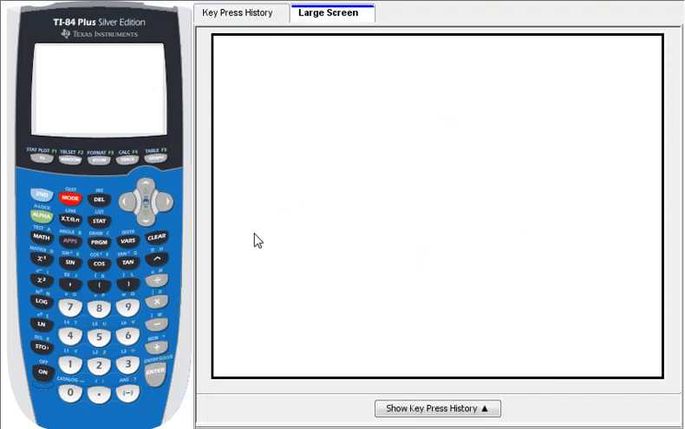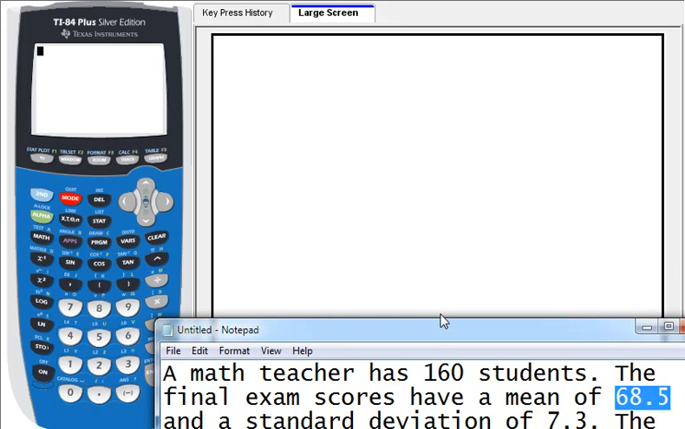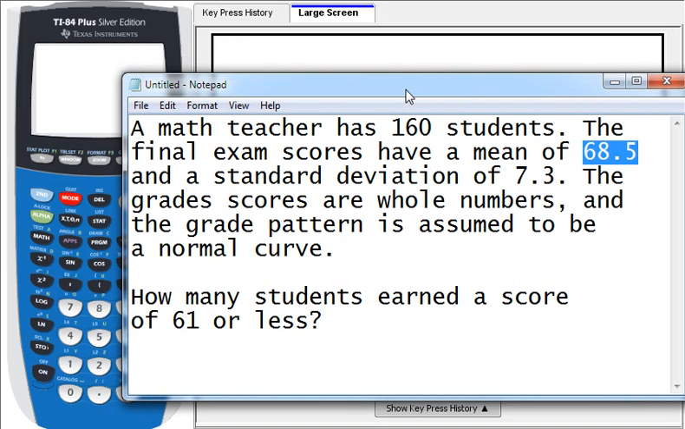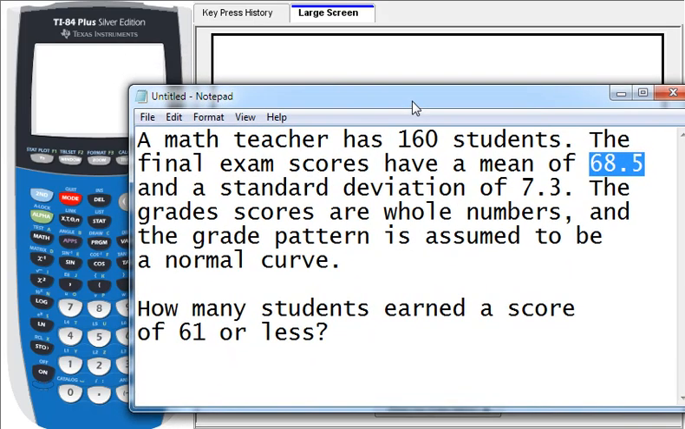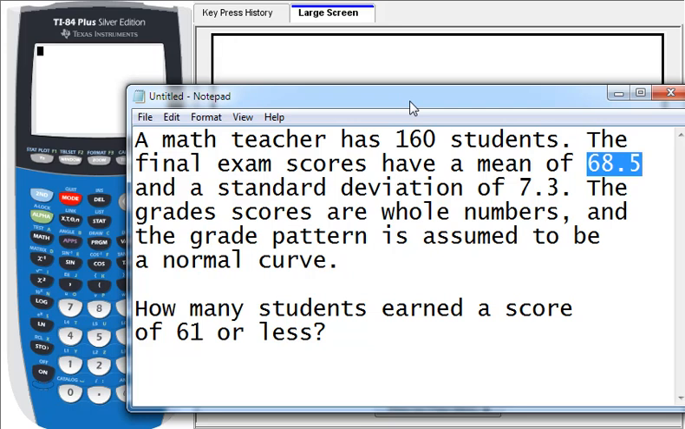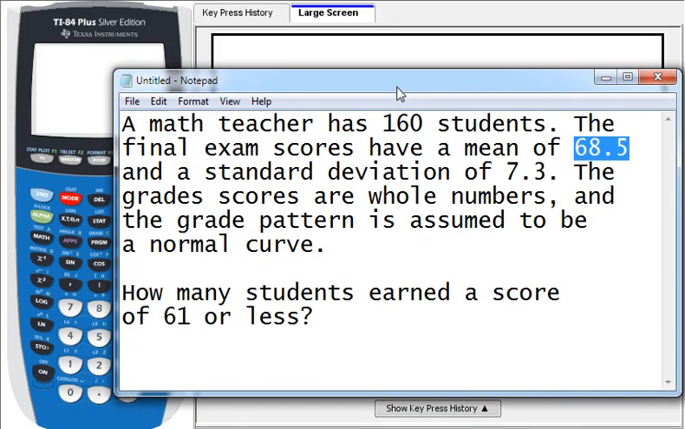The calculator comes with this built-in function called shade norm, and what I've done is I've wrapped a program around the shade norm function to prompt the user for the mean, standard deviation, lower and upper bounds, and then it'll just plot it for you. So here is an example problem to illustrate how it works.